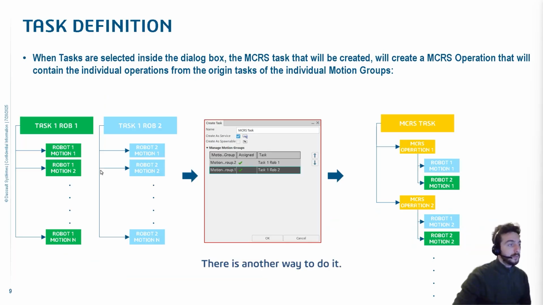There is another way to do it. Let's say you already have two tasks previously defined for your motion groups. So we have, for example, task 1 of robot 1 and task 1 of robot 2 with their appropriate motions. Once you launch the same command, from the drop down in the task column you will have the possibility to select existing tasks. Once you do that, an MCRS task is created for you by combining the two motions from your motion groups, grouped under an MCRS operation.